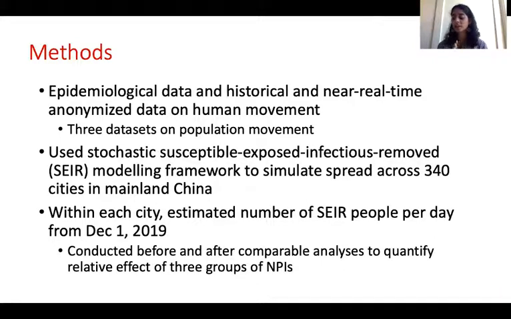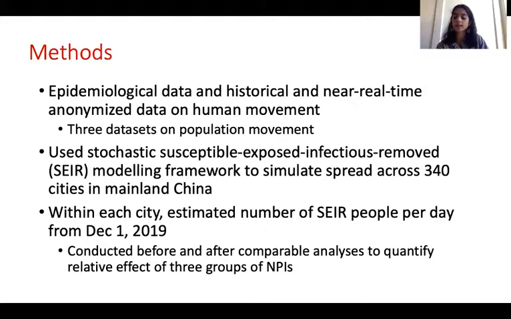They use a stochastic susceptible-exposed-infectious-removed modeling framework based on travel. Stochastic basically just means that they use random variables for each of their observed values, so it's a randomized distribution. They simulate the spread across 340 cities in mainland China. And within each city, they also estimate the number of S, E, I, and R people per day from December 1st, 2019, and then conduct before and after comparable analyses to quantify the effects of these different groups of NPIs.